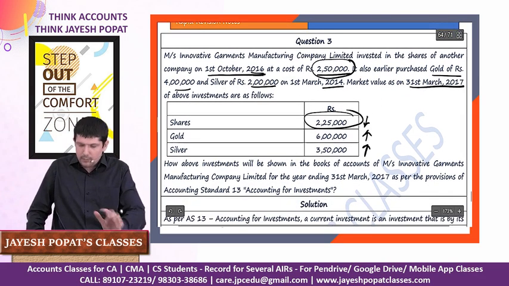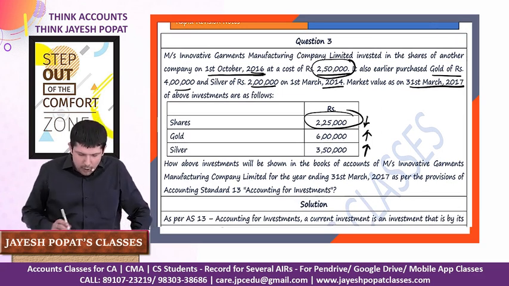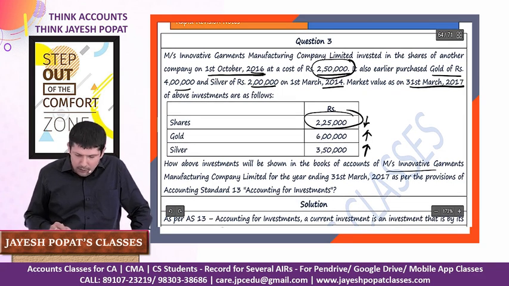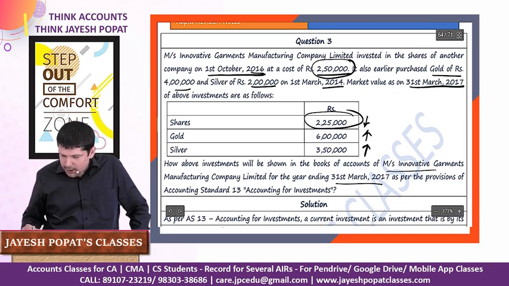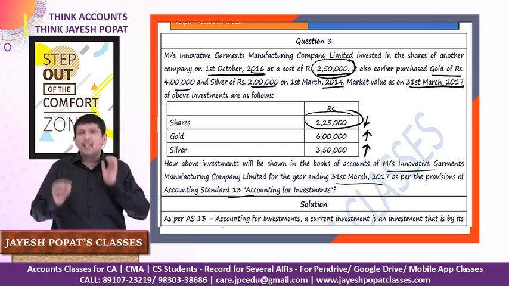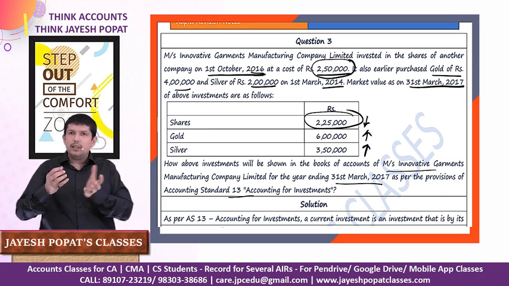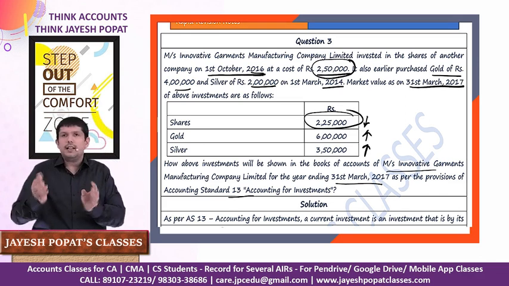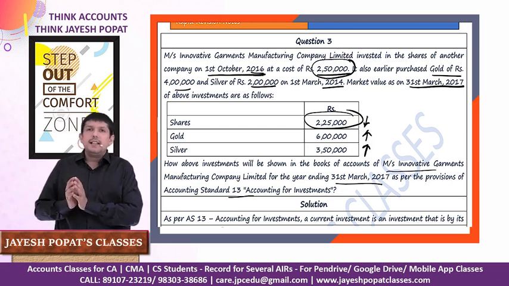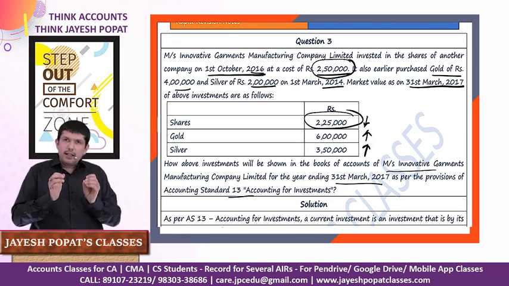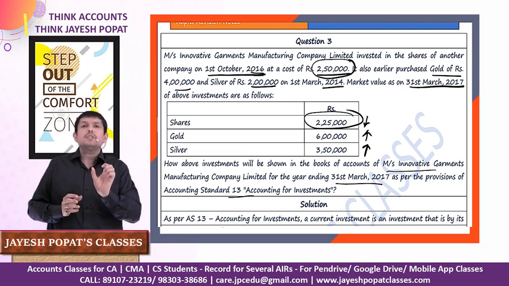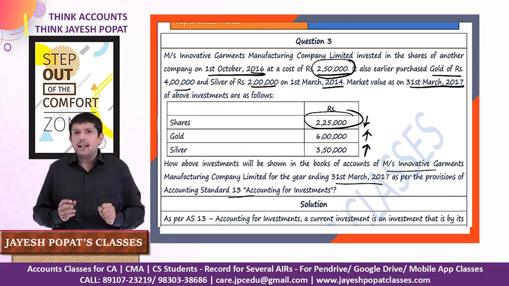Let's see whether they have told about their intention of holding it, for what period. How should the above investment be shown in the books of Measures Innovative for the year ended 31st March 17 as per the provision of Accounting Standard 13? So what we could say is that for shares they haven't told us whether they intend to hold it for a period of up to 1 year or more than that. So if this investment is to be treated as current investment in shares, then we'll apply the rule cost or fair value, whichever is lower, and it should be valued at 2,25,000 and 25,000 of loss should be recorded in the statement of profit and loss.